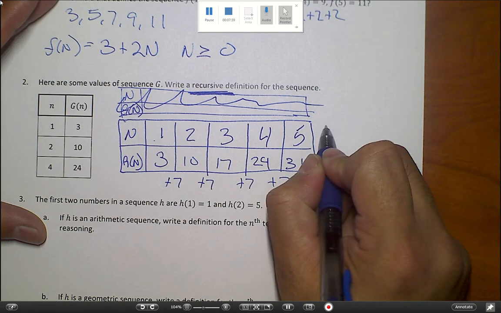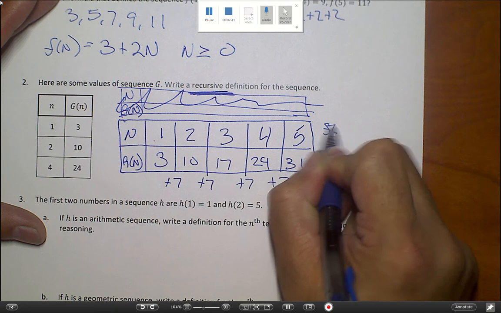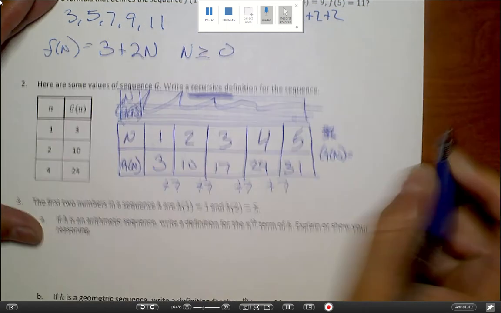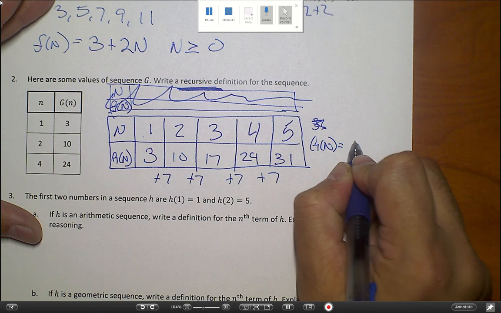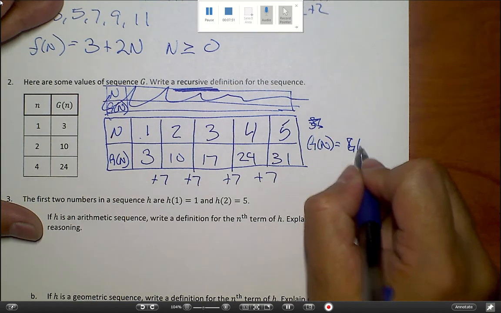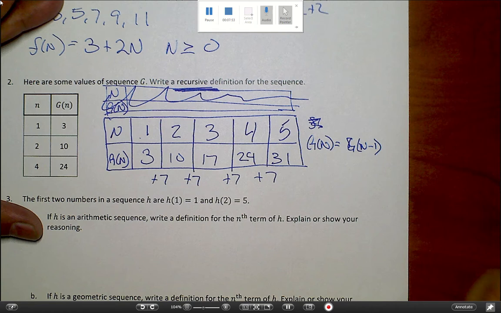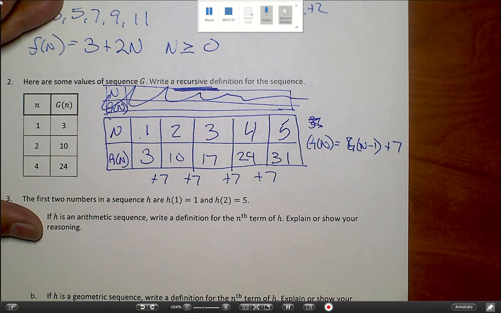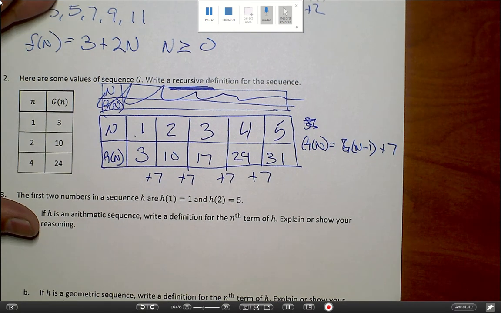So I'm going to start off with f. Actually, no, this is g. G of n is equal to g of n minus 1. And what am I doing to that? Plus 7. Very good.